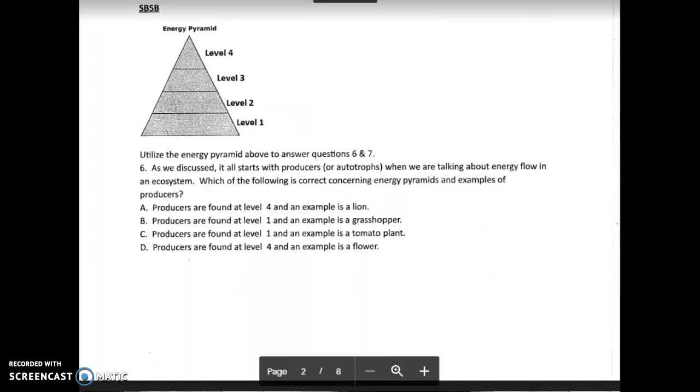Utilize the energy pyramid above to answer questions 6 and 7. Number 6. As we discussed, it all starts with producers, or autotrophs, when we are talking about the energy flow in an ecosystem. Which of the following is correct concerning energy pyramids and examples of producers? A. Producers are found at level 4, an example is a lion. B. Producers are found at level 1, and an example is a grasshopper. C. Producers are found at level 1, and an example is a tomato plant. D. Producers are found at level 4, and an example is a flower.